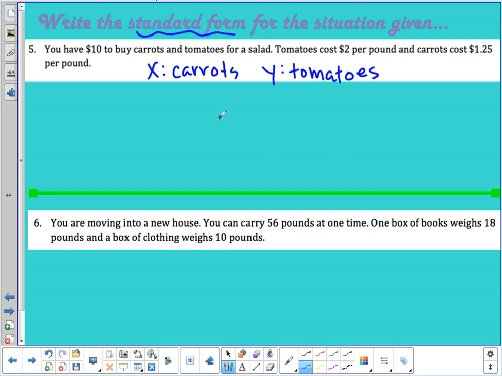So now what I know is carrots cost $1.25, so I have 1.25x. Tomatoes cost $2, so that's plus $2 times y. That's what you're spending. You're spending $1.25 for every pound of carrots, x, and $2 for every pound of tomatoes, y. Add those together. Now, what you know is that you have $10 to buy those two vegetables, so those things are going to be 10 bucks. That's your standard form.